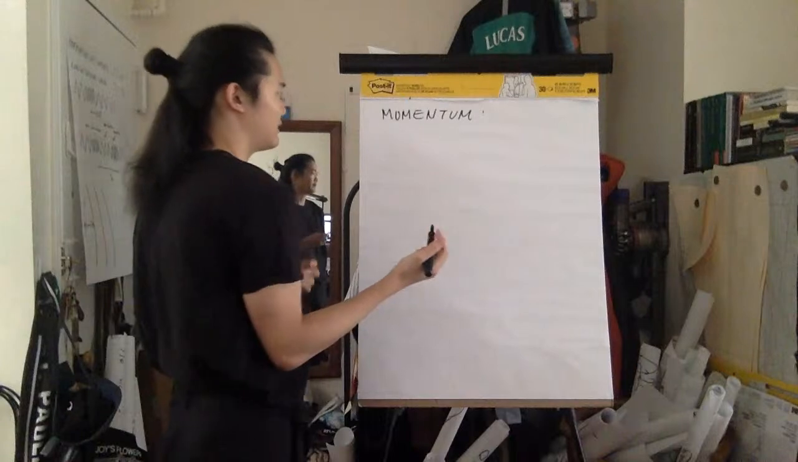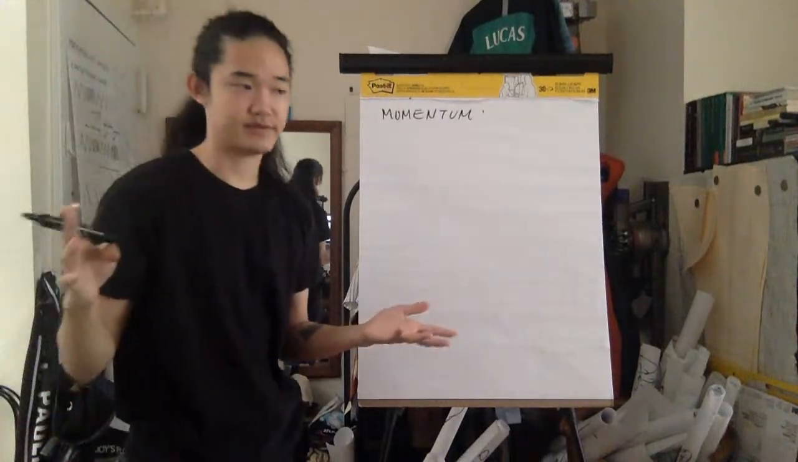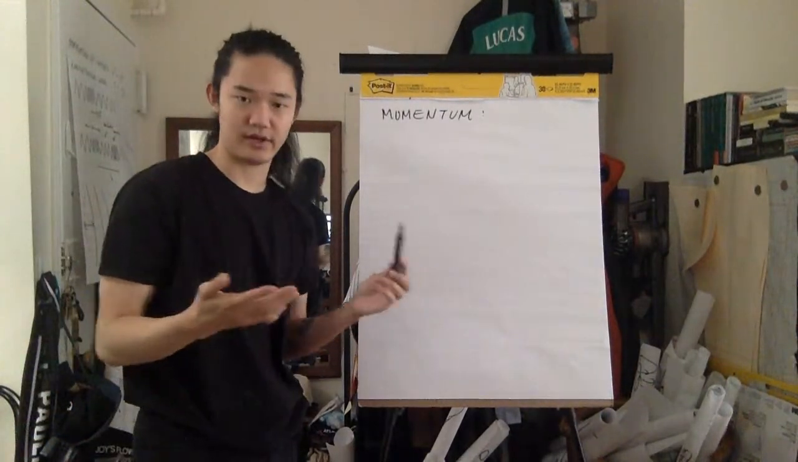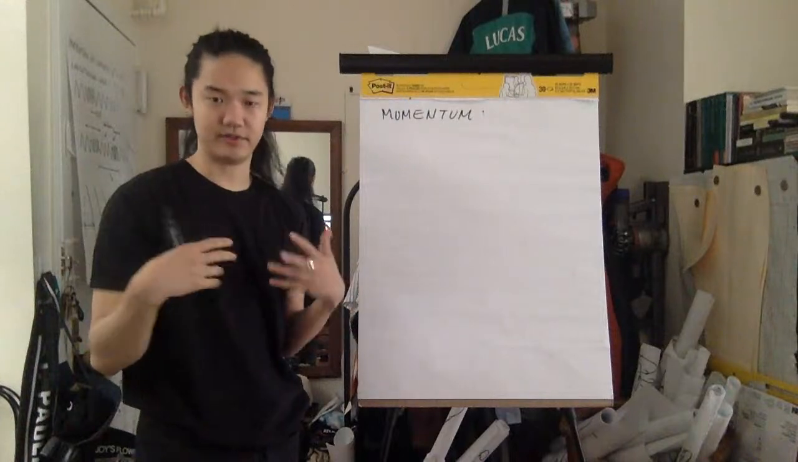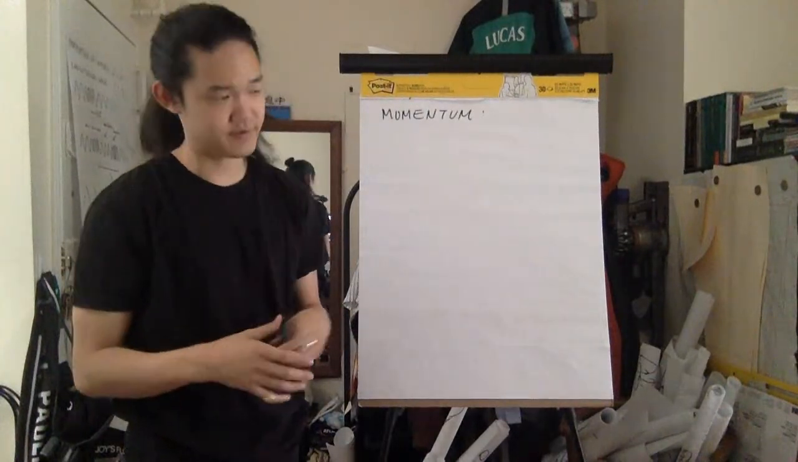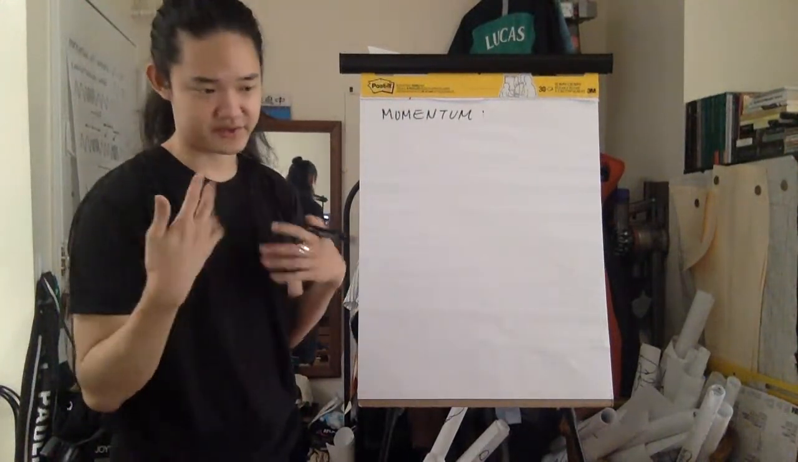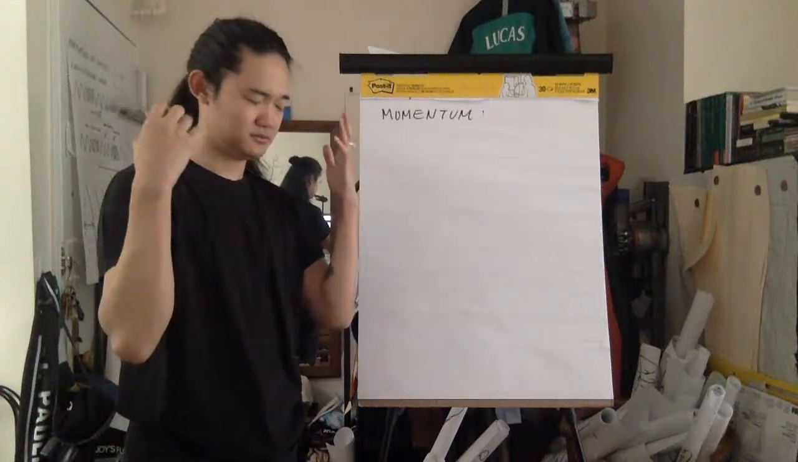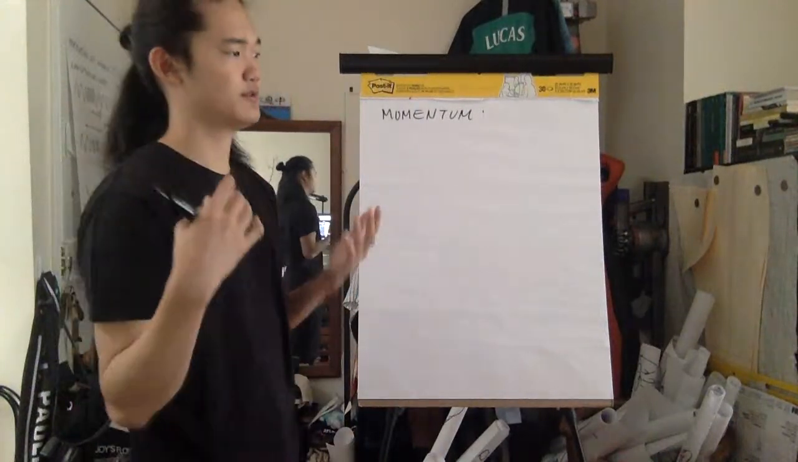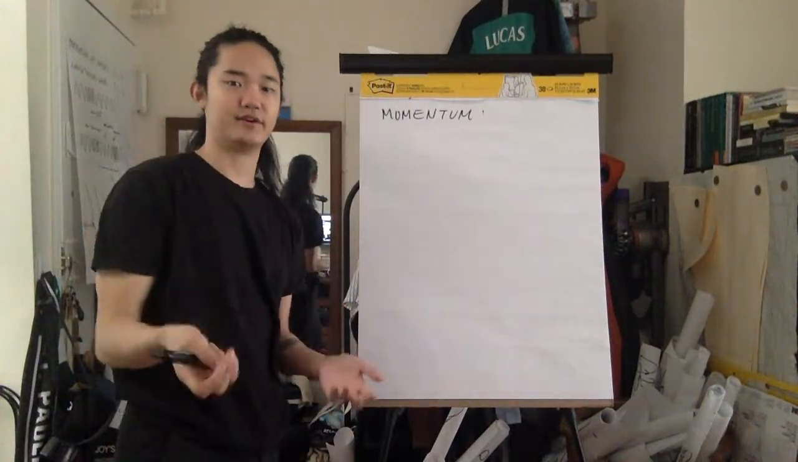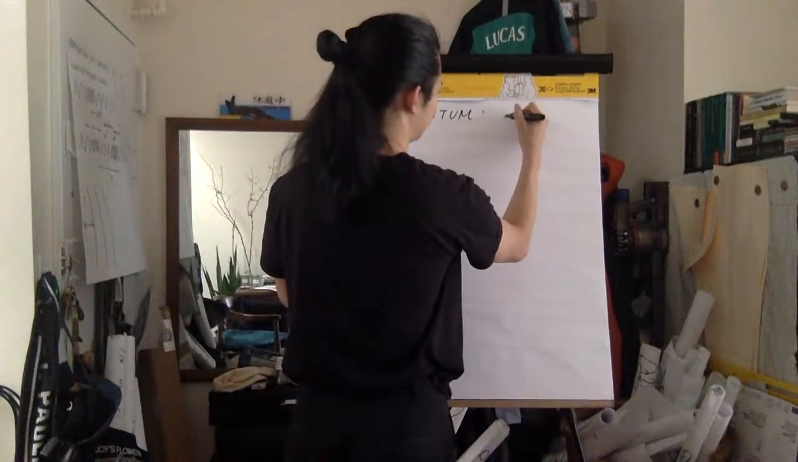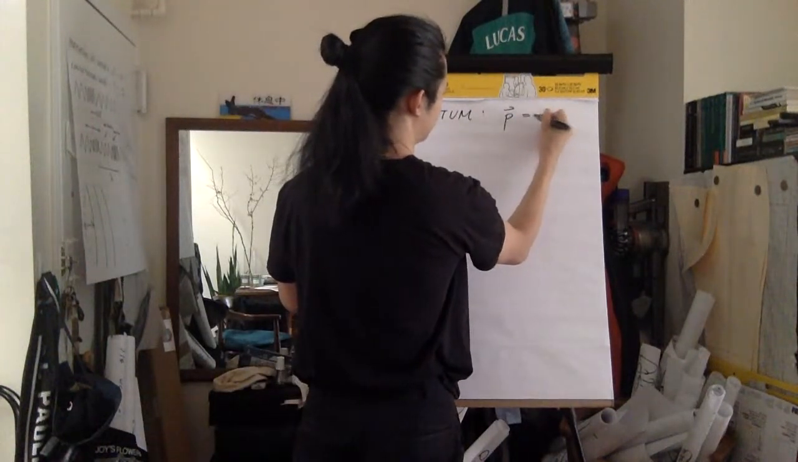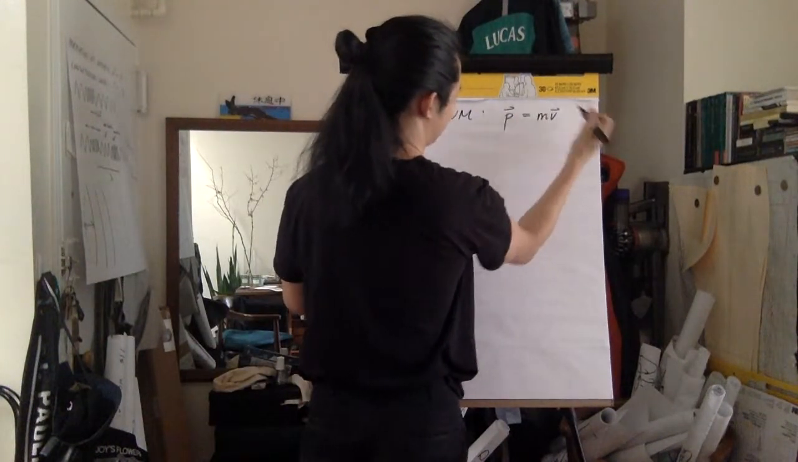Okay, right? How do we define it? There's a lot of different ways to define it. I like to define it as a quantity that measures how hard it would be to stop an object. So if something's moving towards you, the faster it is, obviously, the harder it would be to stop, and also the more massive it is, the harder it would be to stop. Right? So we have this really simple formula where momentum is equal to mass times velocity.